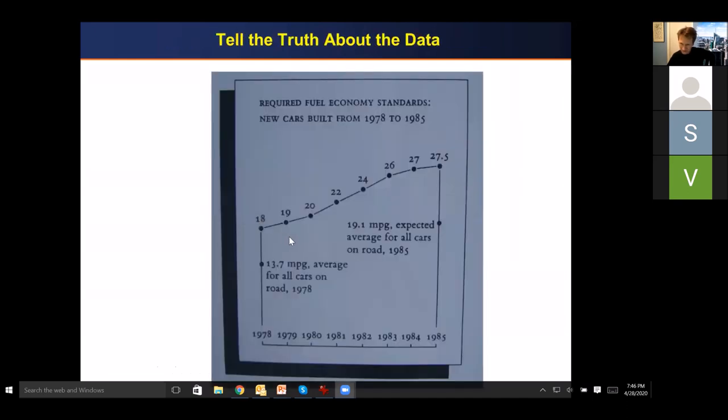What you really should show is the data on a line like this. You should really show it like this: 18 miles per gallon in 1978, 27.5 in 1985. What usually happens with technology is that in the middle you have big growth because you're learning it and making it better, and then you're leveling off, squeezing the last part out of this technology.